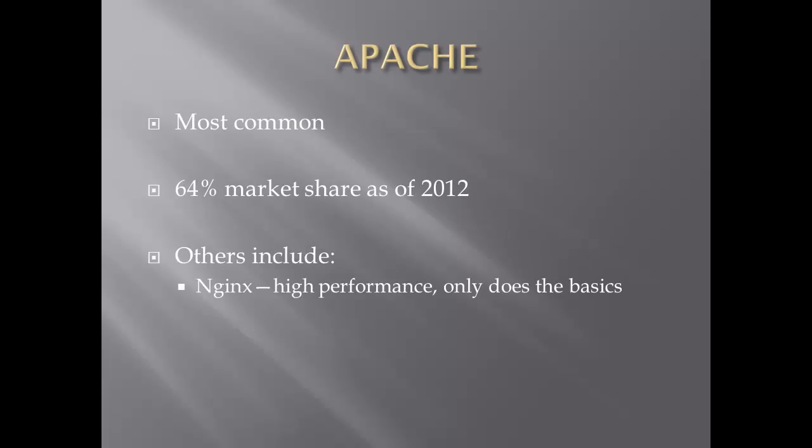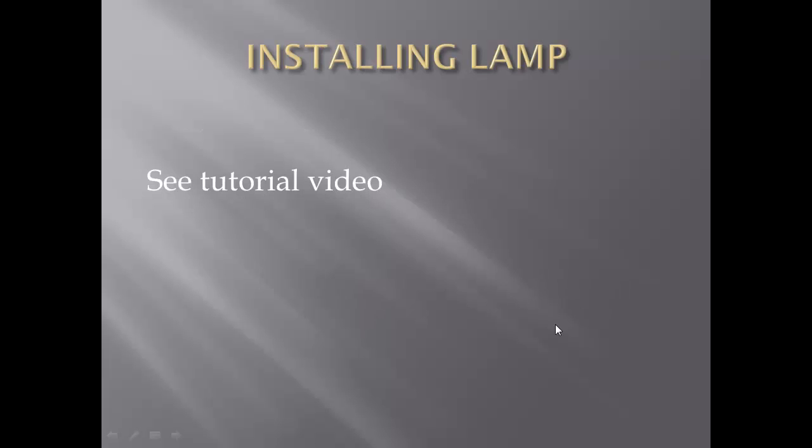Now Apache, the server we're using, is probably the most common one out there. This stat I found: 64% in 2012. Another one that we might use is Nginx, but that's only if you get into this sort of thing, because it's very high performance, but it won't have as many features as Apache.